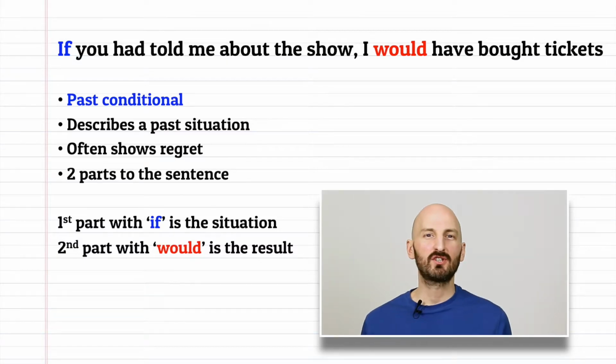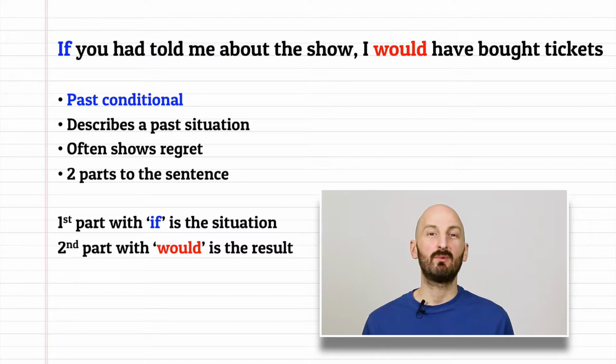So we can use the word if to talk about present and future situations and also possible or imaginary conditions. But what about the past? Well, let's have a look. If you had told me about the show, I would have bought tickets. This sentence describes a single past situation and result.